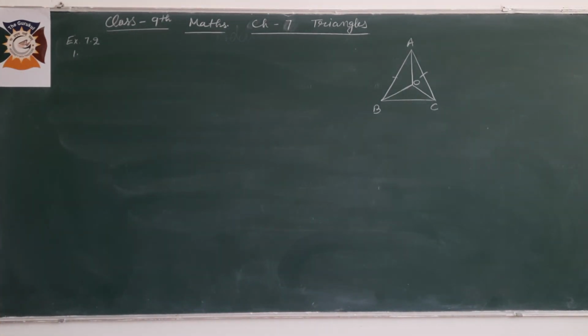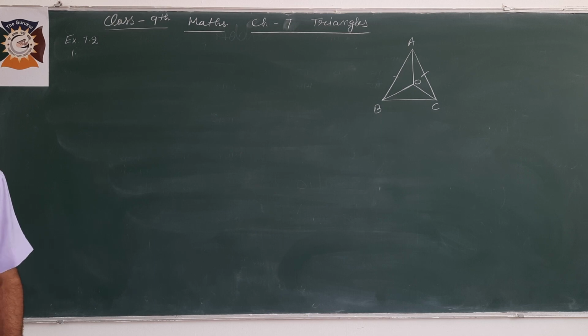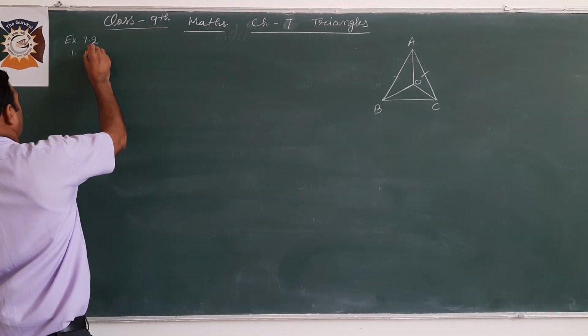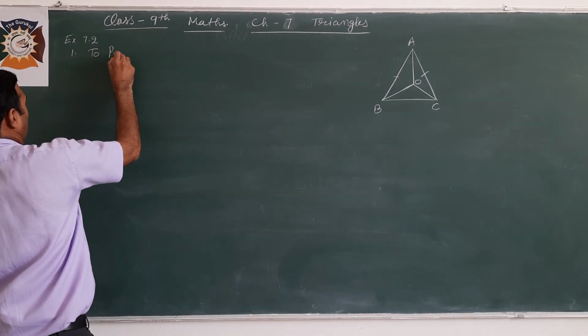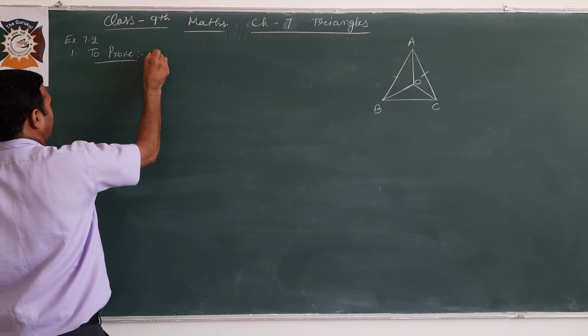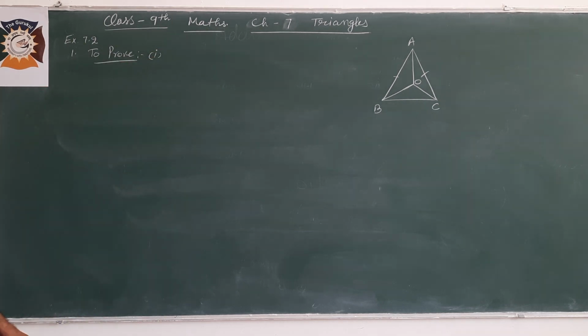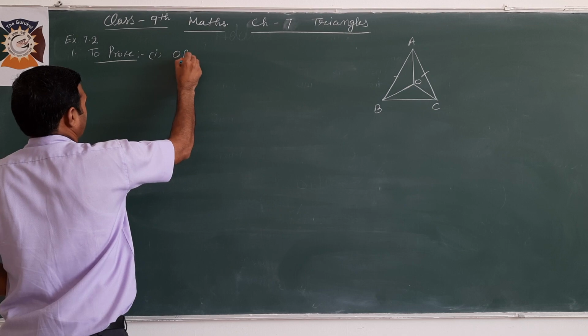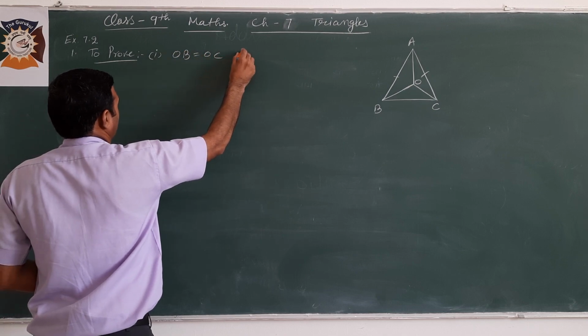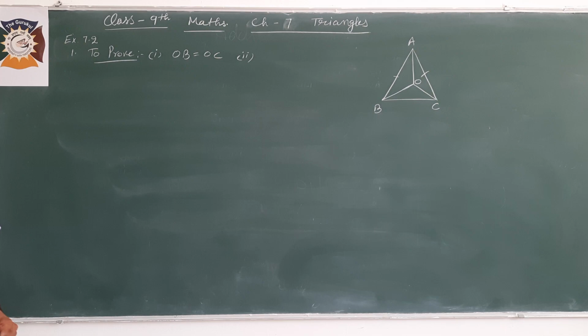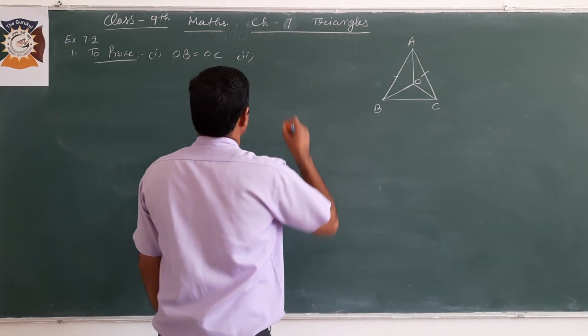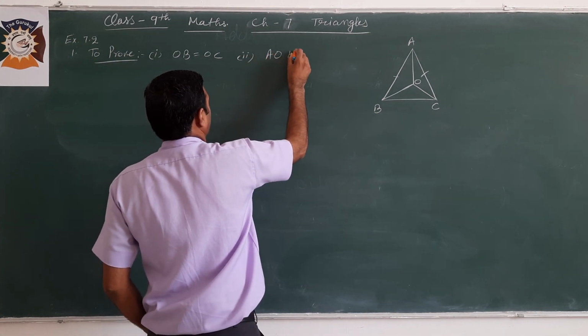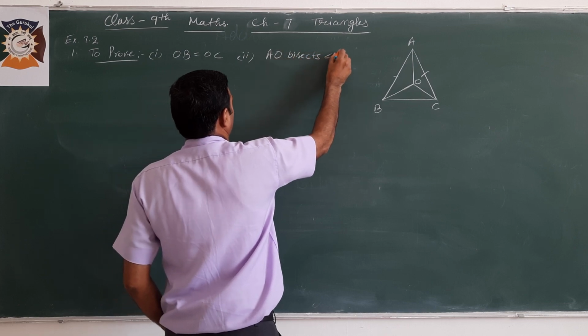Now we have to show OB is equal to OC and AO is the bisector of angle A. To prove I will write. Given is mentioned in the figure. To prove: OB is equal to OC. This is the first part. Second, AO bisects angle A.